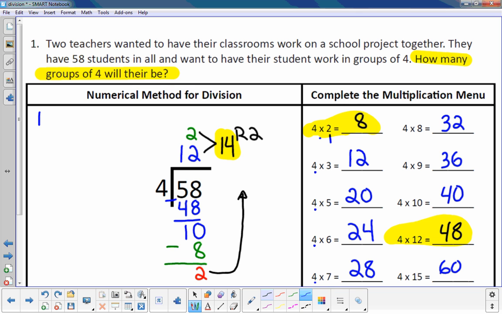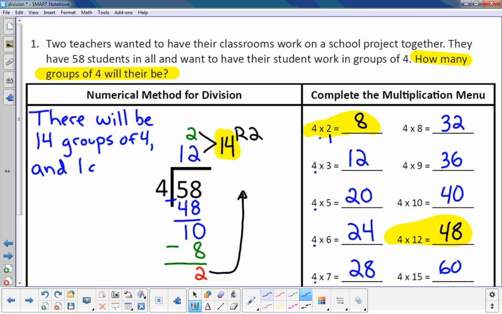So I'm going to write that. There will be 14 groups of 4, and I'm going to add a little extra to it. One group of 2. There'll be one group of 2 students. I want my students to be able to answer these in a complete sentence if they can.